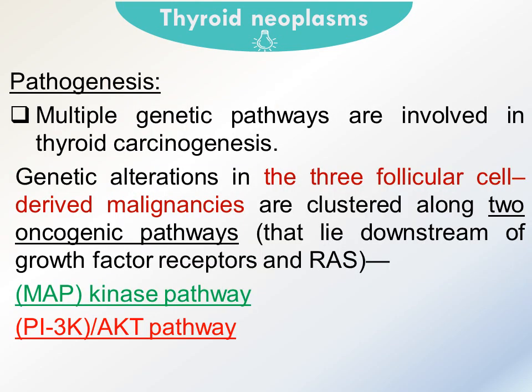For the pathogenesis, we should know that multiple genetic pathways are involved in thyroid carcinogenesis. The genetic alterations in the three follicular cell-derived malignancies are clustered along two oncogenic pathways that lie downstream of growth factor receptors and RAS: the MAP kinase pathway and the phosphatidylinositol 3 kinase pathway.